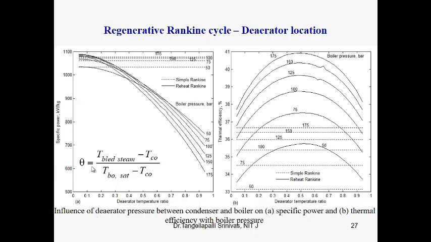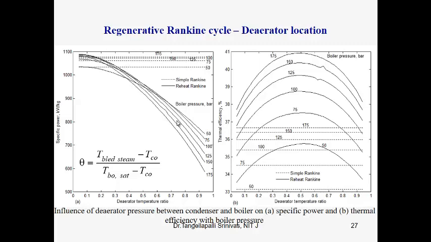And if theta is equal to 1, the deaerator temperature as well as pressure is equal to the boiler. It is ended slightly below the boiler pressure. The boiler pressure is also changed from 50 to 175 degrees centigrade. The results are compared with the standard cycle.